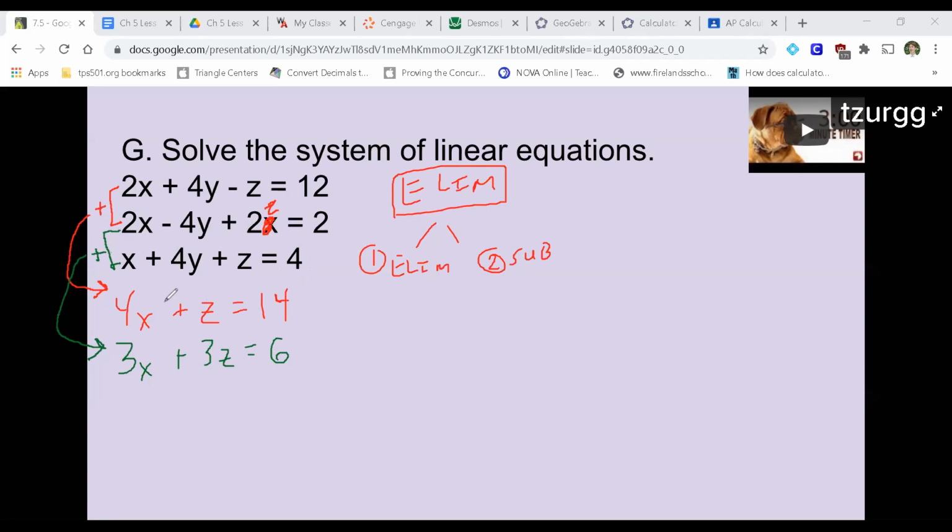All right, but looking at this, I think the easiest is to notice that there's a 1z right here. So I think the easiest thing to do would be to solve this equation for z and use substitution. So if I do that, I'll get z is equal to 14 minus 4x. And then I'll substitute that in for z to get 3x plus 3 times 14 minus 4x equals 6.